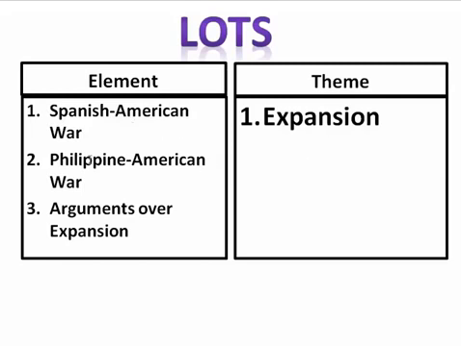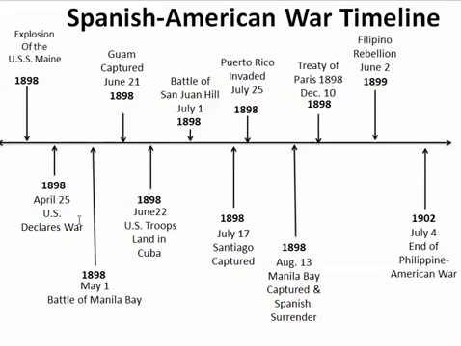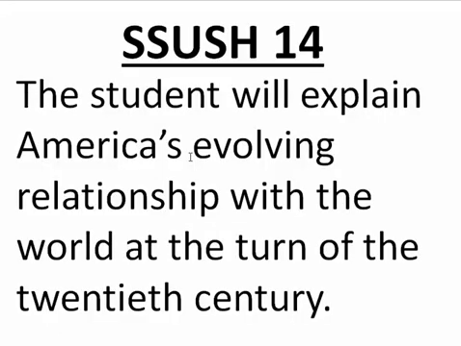Okay, so the Spanish-American War, the war in the Philippines, and the arguments over expansion. Let's go ahead and jump into this first part. Describe the Spanish-American War. And I've given you a timeline here you can look at. From 1898 to 1902, the Spanish-American War will be fought. The United States will become more expansionist and go outside of the borders of the continental United States, out into the Pacific Ocean and into Central America and the Caribbean. We're going to get to that.